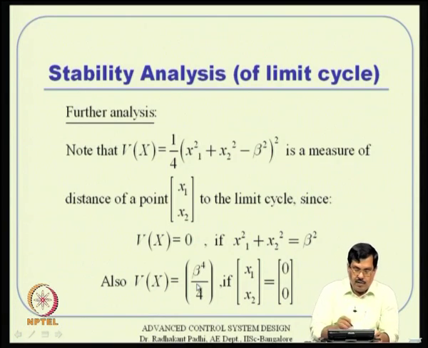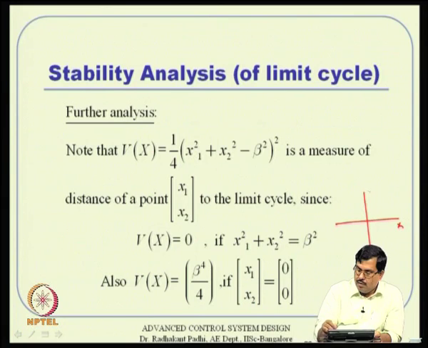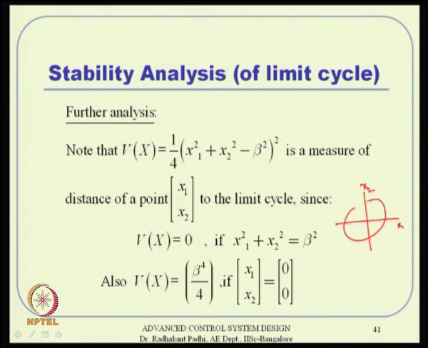If I just draw it pictorially, x1, x2 is somewhere, and on the limit cycle the Lyapunov function is 0, and as I go radially inward or outward, it keeps on increasing. If I am on the equilibrium point, this V of x that I have selected takes the value beta to the 4th by 4. That beta to the 4th by 4 is at the origin.